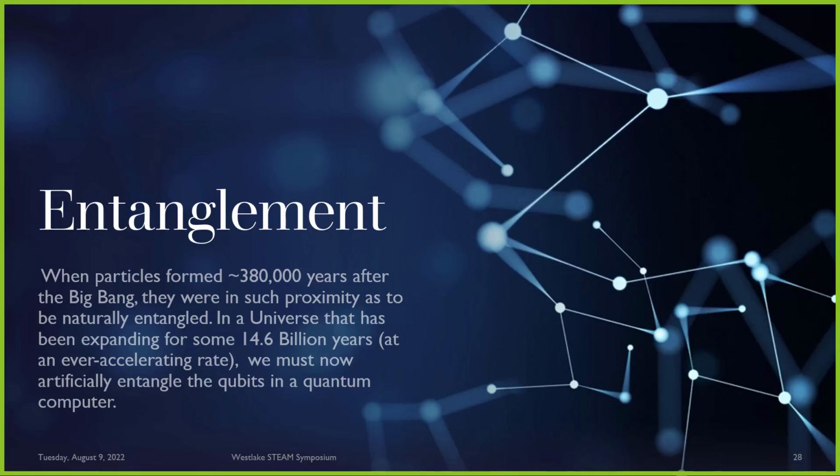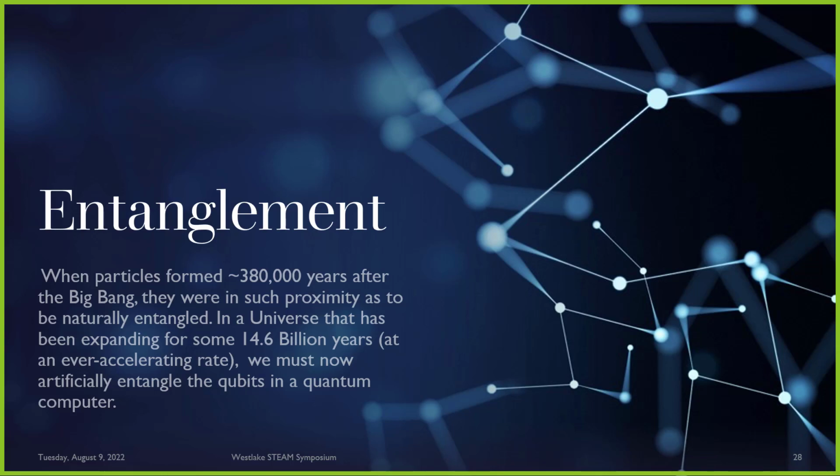Entanglement. When particles formed, which was about 380,000 years after the Big Bang, they were in such proximity as to all be naturally entangled. In a universe that has been expanding for some 14.6 billion years at an ever-accelerating rate, we must now artificially entangle the qubits in our quantum computer in a specific pattern in our quantum circuit.